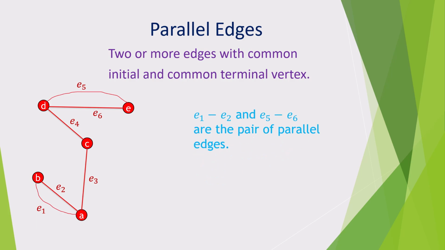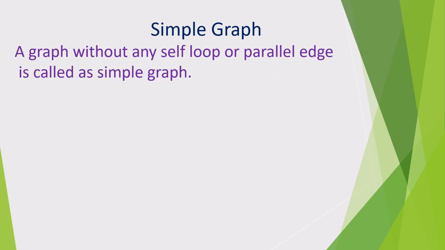Similarly, E5 and E6. E5 has end vertices D and E and E6 also has end vertices D and E. So E5 and E6 is also a pair of parallel edges. That means in this graph we have two pairs of parallel edges. The first pair is E1, E2 and the second pair is E5, E6.